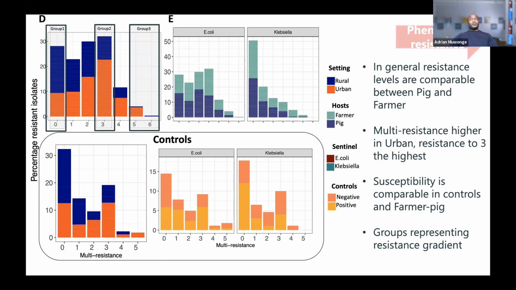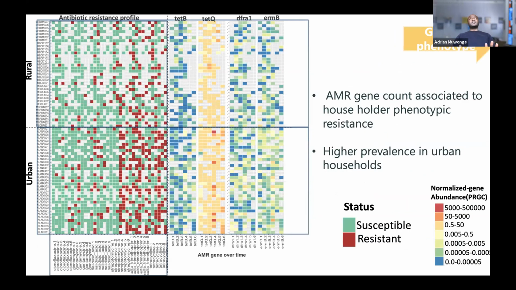And group 1 represents susceptible, and group 3 represents the most resistant. So it provides us a gradient of resistance that we could look at. This figure really is a compression of the entire study. We are looking at households. So on the y-axis, the numbers, the IDs you see there, is each of the households.